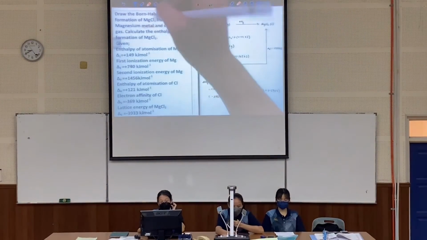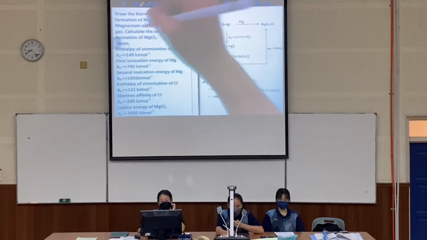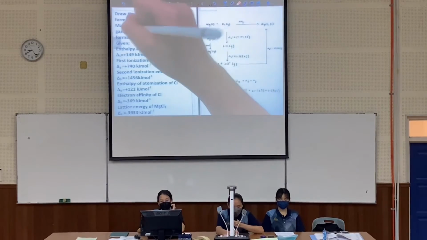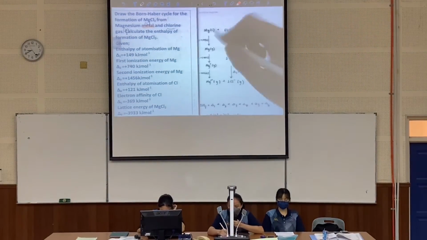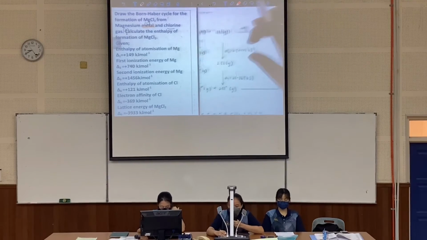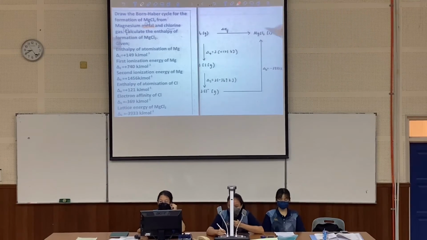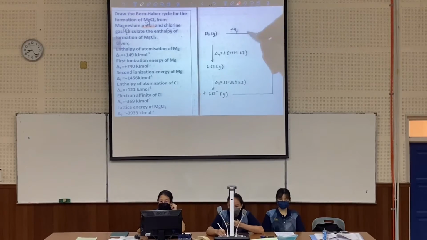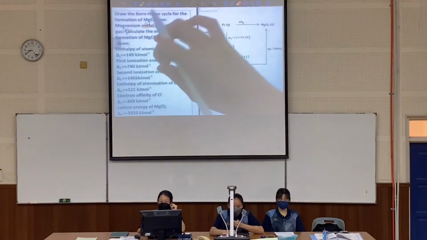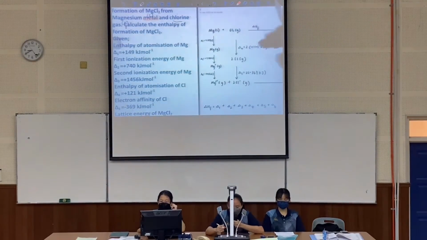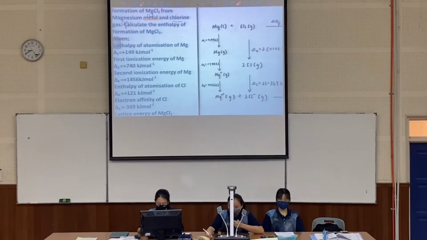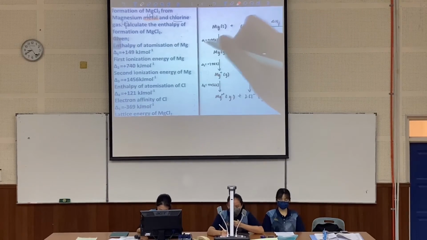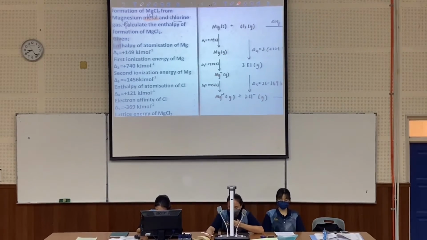The Mg metal is in solid form. Chlorine gas is in gas form. So we write here Mg(s) plus Cl2 gas to form MgCl2, and its enthalpy of formation is labeled here. Okay, so given the enthalpy of atomization of Mg, which means you need to change the solid to gas, I'll label here positive 149 kilojoules.